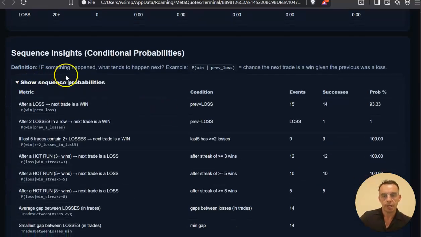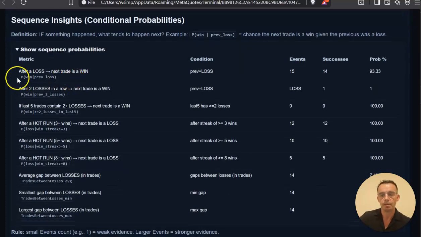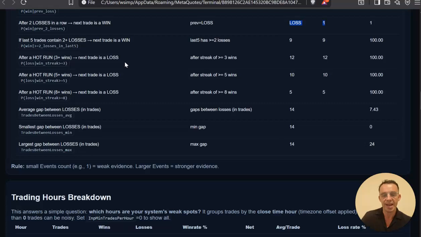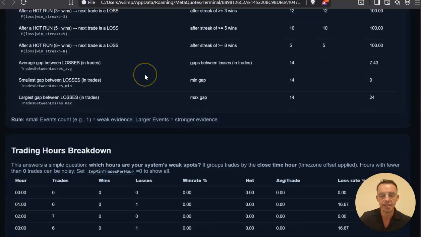Next is sequence conditional probabilities. We use this for Apex scale and boost once we gain data. This is just telling you after a loss, the next trade is a win. So 15 events, 14 successes. So it's 93% probability after a loss there's a win. Two losses in a row, that's happened once. The last 5 trades, 2 losses. This is giving you the sequence of probabilities. This is all fed back into the AI and then gives you the updated settings.